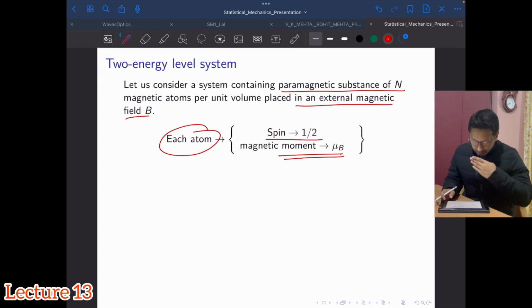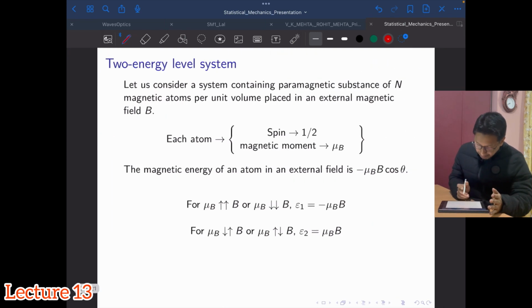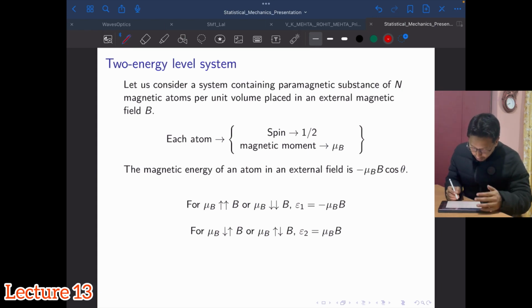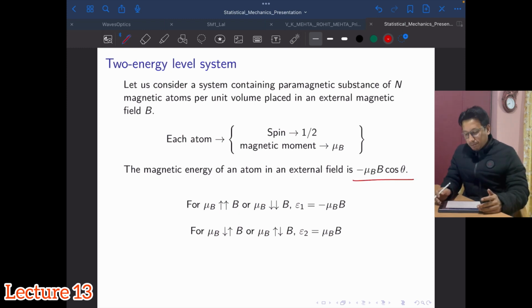As I said, on application of a magnetic field, a magnetic energy will be developed in the system. The magnetic energy of an atom in an external magnetic field is given by minus mu b dot B, which comes out to be minus mu b B cos theta. Theta is the angle between the magnetic moment and the external magnetic field. As I said, the magnetic moment of the atoms will be aligned either along the magnetic field or opposite to it, so parallel or anti-parallel.